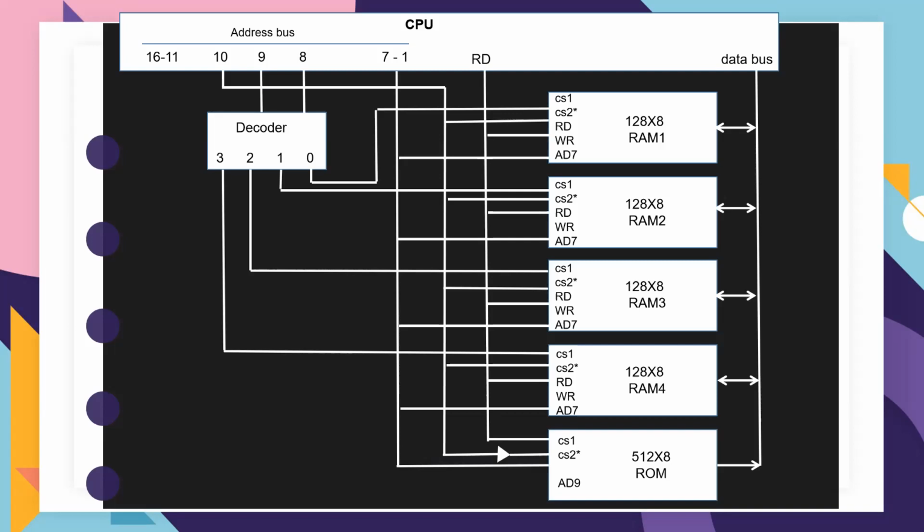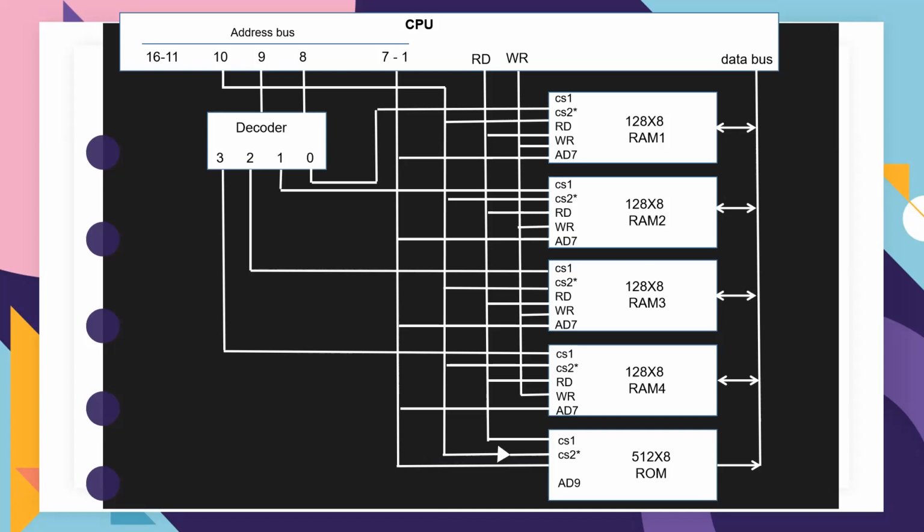Now coming to the WR bar, the write line, the output from the microprocessor is applied to the inputs of each RAM chip for the write operation. Only for the write operation, the WR pin is connected to every RAM chip, and the WR is connected only to the RAM chips but not the ROM chip, because the ROM chip is used only for the read operation and the RAM chips are used for read as well as write operations.